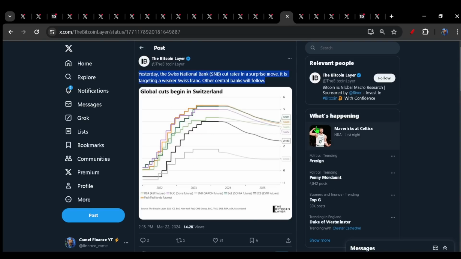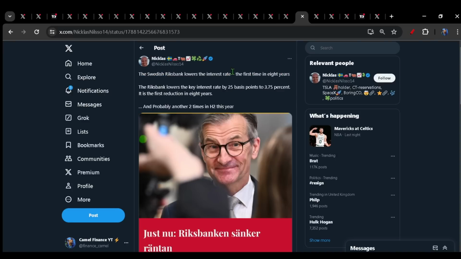And when we look at other central banks around the world and what they are doing, we saw the Swiss National Bank move to a surprise rate cut in March. They were quickly followed by the Swedish central bank that also moved to cutting rates, as well as some places like the Czech Republic.